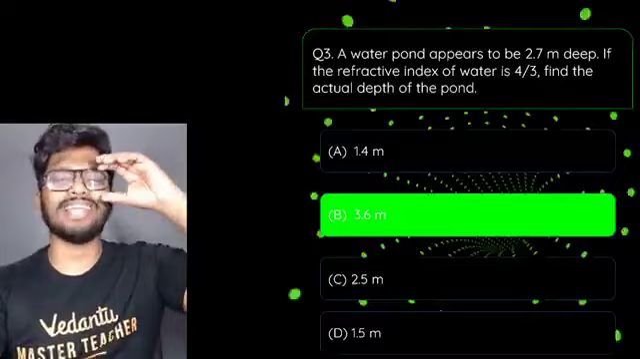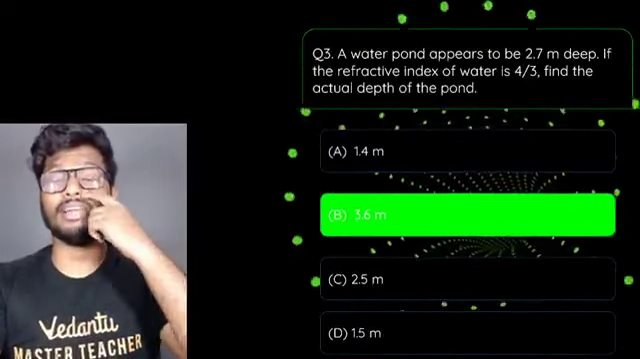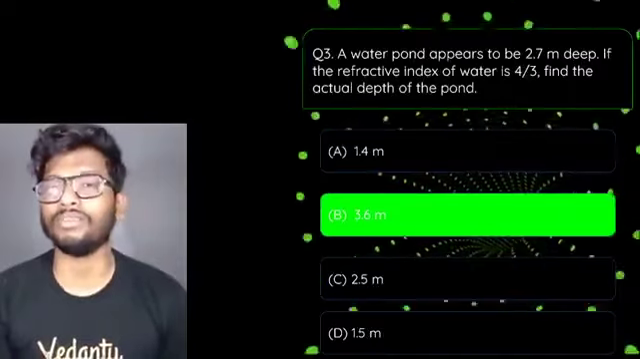That is the answer for this question, and by this we have completed the topic for today.